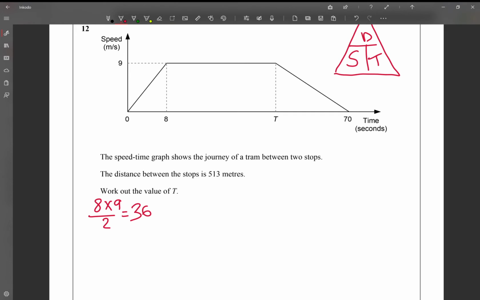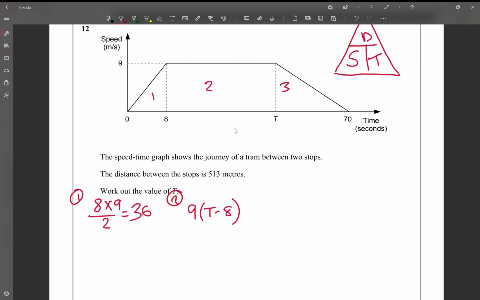Here we don't know, but the equation for this part would be 9 times (t minus 8). So that's the difference between these. T take away 8 will be the difference between this, think about this just as a rectangle, times 9. So that would be this part here. We'll call that 1, 2. Sometimes it's good to label them, so you know what you're doing.